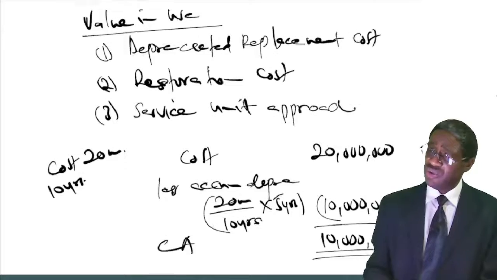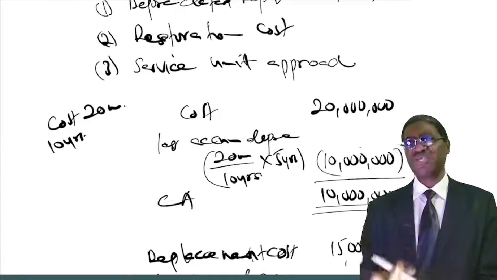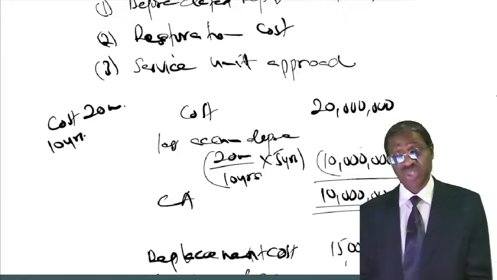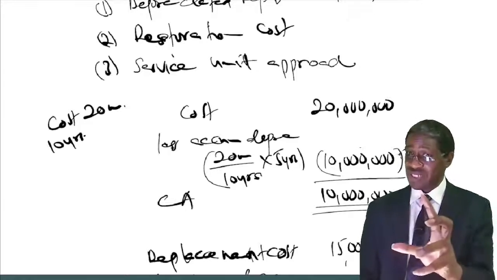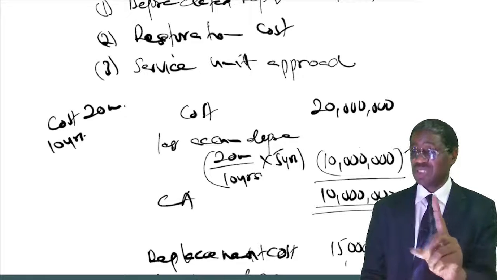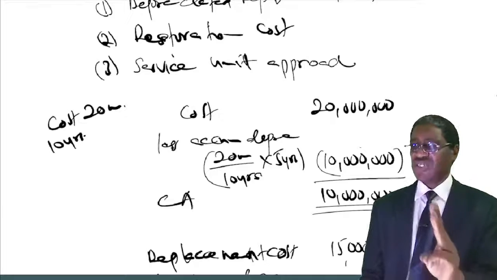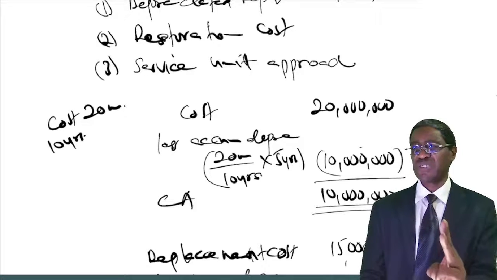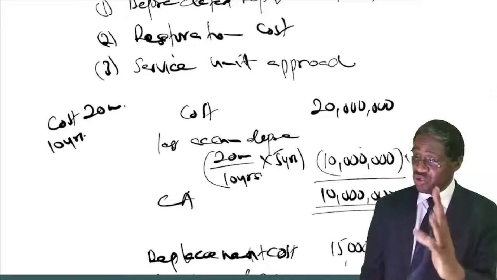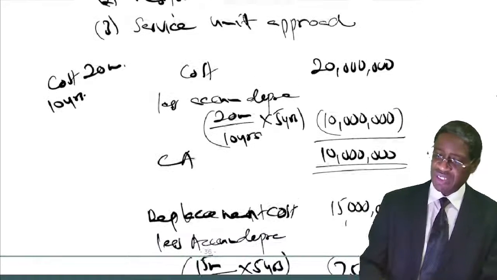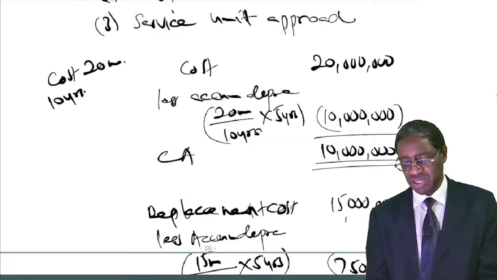But how do we use it to compute the value in use? That's what I want to talk about again. So I want to use the same illustration, whereby I'm assuming the cost of the asset is still 20 million, with a useful life of 10 years. 5 years later, something happened and you want to test whether it has suffered an impairment loss. What did you do? You first computed the carrying amount, which is still how much? 10 million.